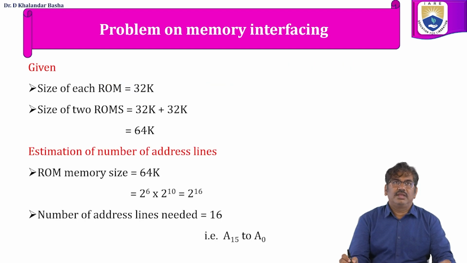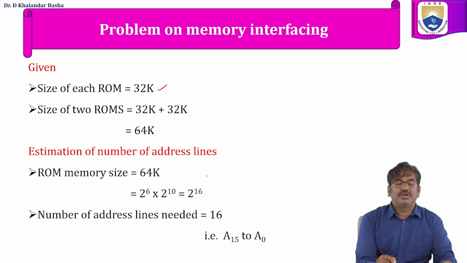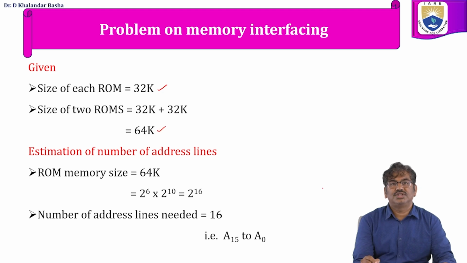Given the number of ROMs is 2 and each is of 32K, the size of each ROM is 32K. As we have 2 ROM blocks, the total memory is 32K plus 32K, which is 64K. Now we will find out how many address lines are required for accessing this 64K. The total ROM size is 64K, which we can write as 2 to the power of 6 into 2 to the power of 10, giving 2 to the power of 16. So the number of address lines required is 16, from A0 to A15.